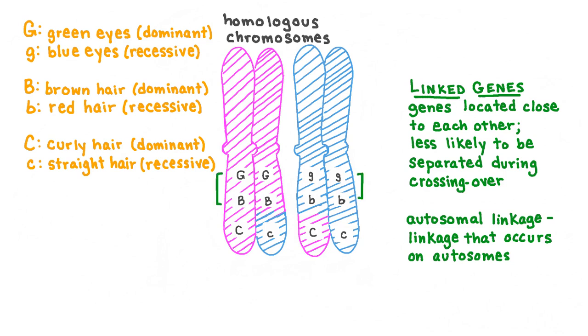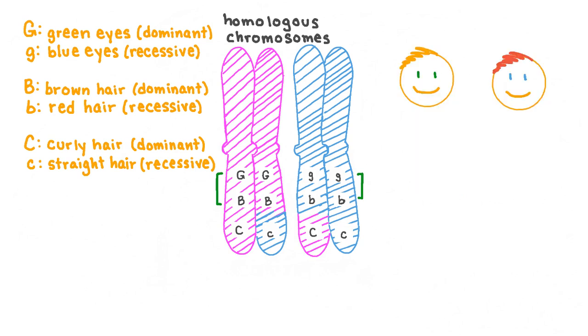Since genes G and B are located more closely together than, for example, genes G and C, G and B are less likely to be separated during a crossing over event. And in fact, in our example, you can see that they weren't. In this case, only gene C was separated from the other two. Since G and B are more closely linked, that means that in this case, we would be more likely to see offspring with green eyes and brown hair, or blue eyes and red hair, and less likely to see offspring with green eyes and red hair or blue eyes and brown hair.